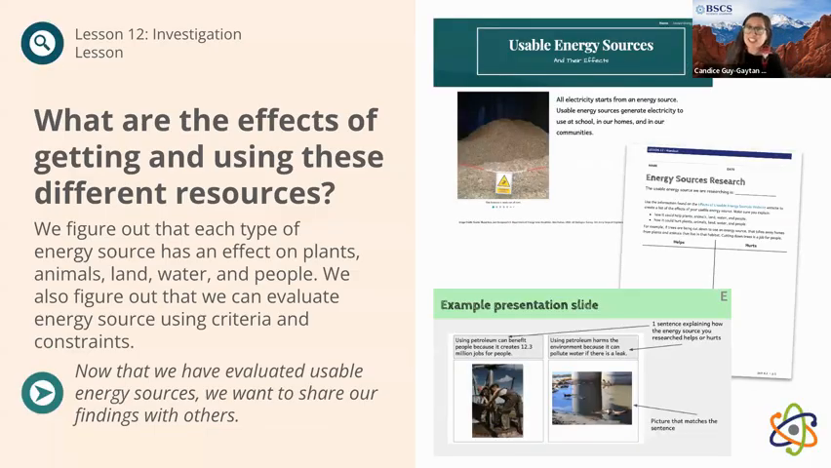So in this investigation lesson, we want to figure out more about the different effects of usable energy sources and what might happen when we plug in our devices. So as a class, we decide we want to find a usable energy source that minimizes any effects plugging in our devices may have. When we consider effects, we want to think about the plants, animals, lands, waters, and people who may be in our communities. We obtain information from multiple sources to find answers to our questions and evaluate the sources based on criteria and constraints we would want for the energy sources in our community. Then we create slides to synthesize what we figured out and to share what we learned with our classmates in our next class.